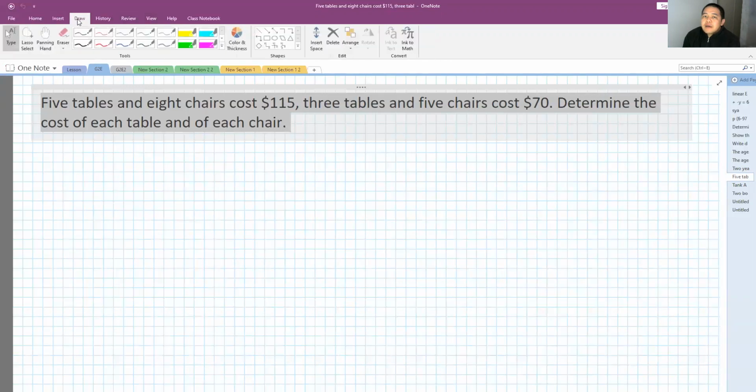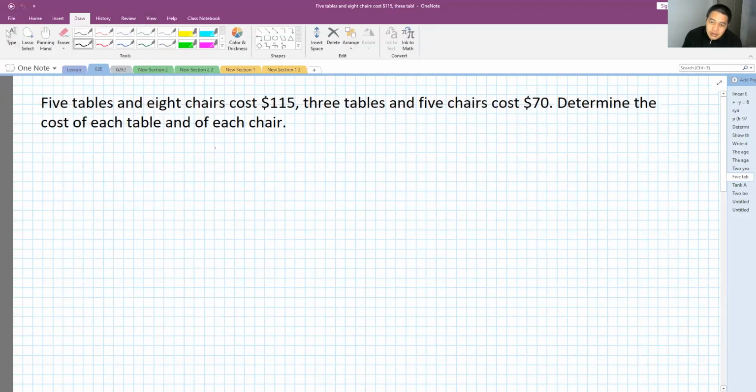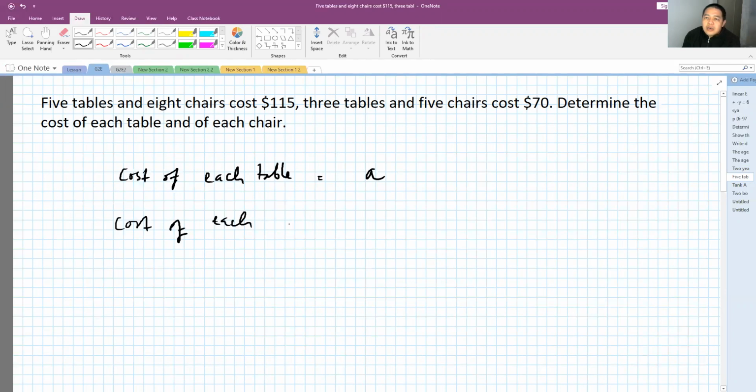And this is also not that difficult because you can always say, okay, so the cost of each table equals something, and I want to use different letters, so let's call it A. And then the cost of each chair, let's just call it the value equal to something else, B. Now from the first sentence here, 5 tables and 8 chairs cost $115.